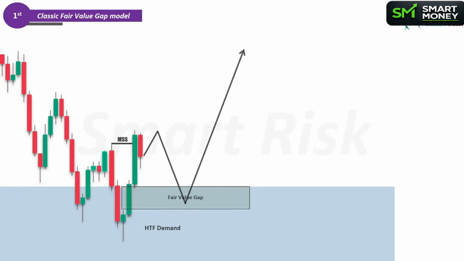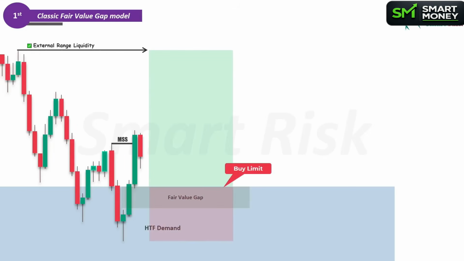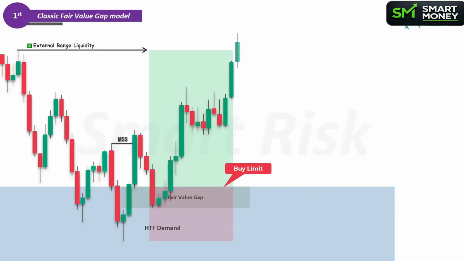We place a buy limit order at the upper boundary of the fair value gap and set the stop loss a few pips below the recent swing low. For take profit, you can target the nearest liquidity pool on the lower time frame or a higher time frame key level when expecting a larger move. The same model applies in a bearish scenario, but in the opposite direction.